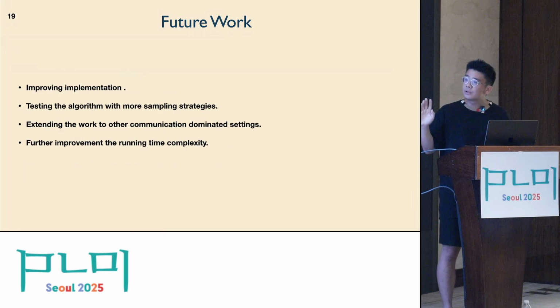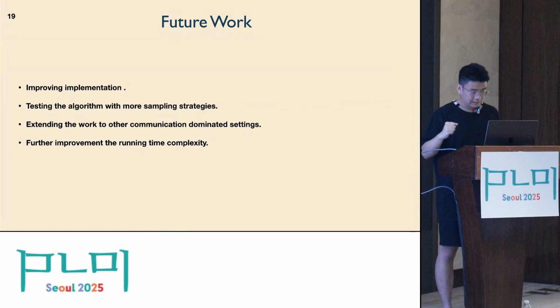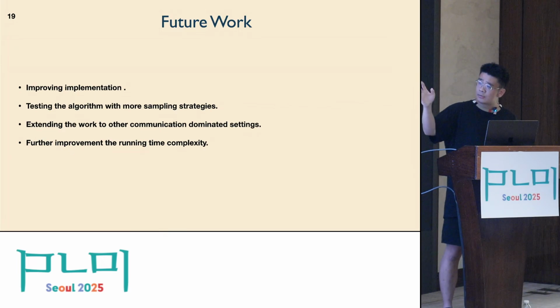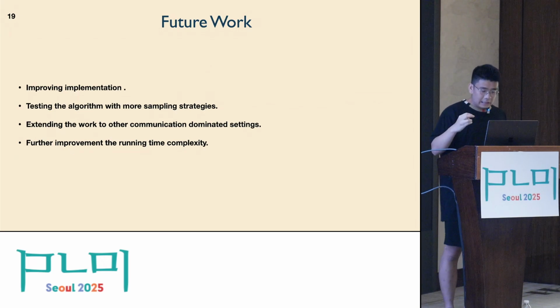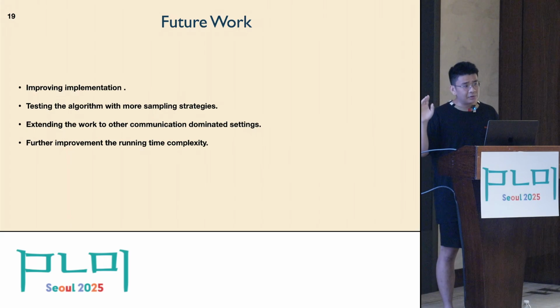Okay, and for future work, I believe there is a need to improve our implementation for better evaluation of the algorithmic improvement. It's also very interesting to see how this algorithm works with other sampling strategies, like the ones guided by user information or static analysis. And it's also interesting to see if we can extend the ideas into other settings where communications happen to be dominating. And finally, we would like to know if we can further improve the running time complexity from S times t squared to S times t.